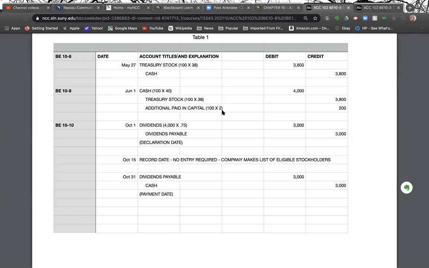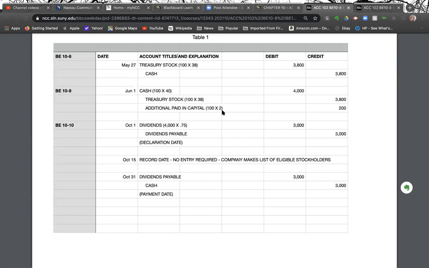So if we look at brief exercise number 10, which is on page 523 in the text, it says Divine Apparel, that's the name of the company, has 4,000 shares of common stock outstanding.